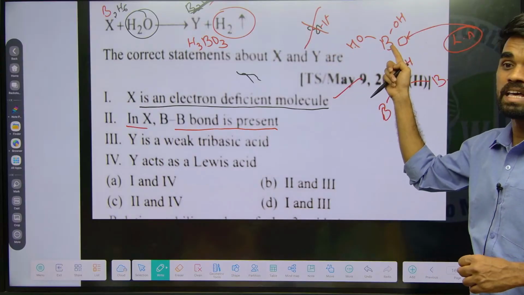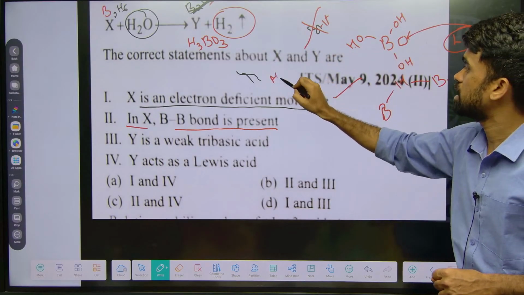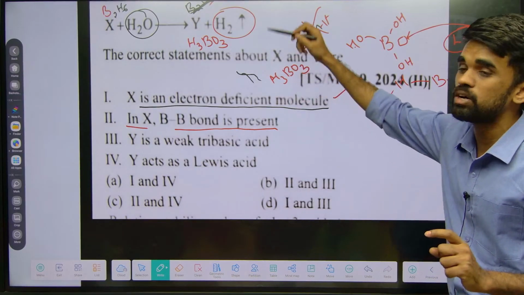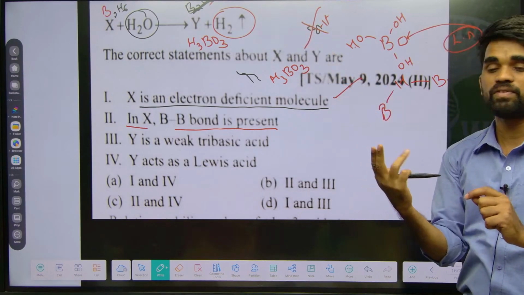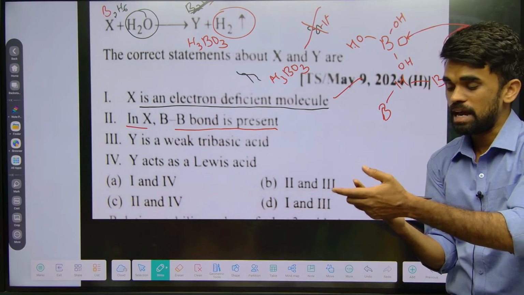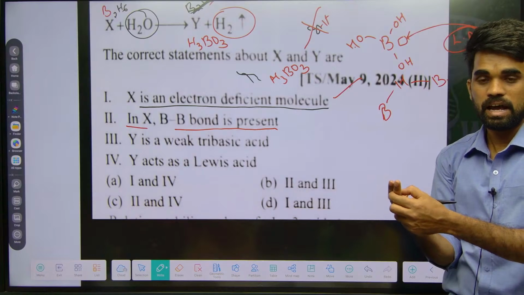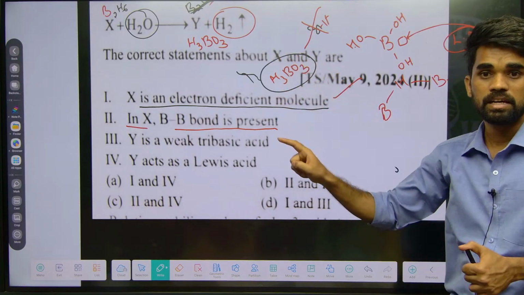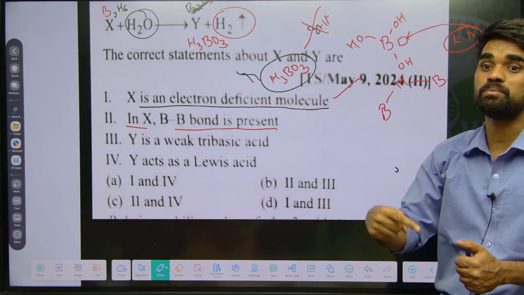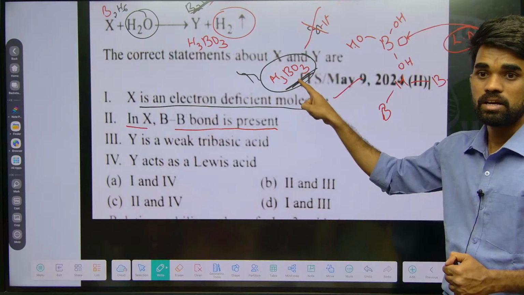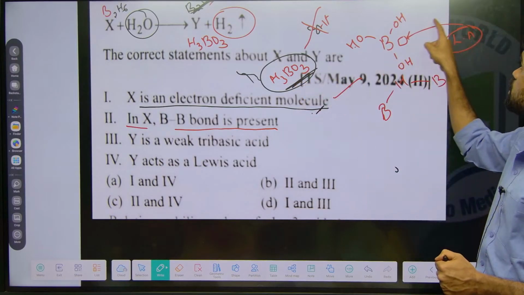Which type of acid is this orthoboric acid? H3BO3 is a Lewis acid, not a proton donor. See, acid definitions: a proton donor is an acid, an electron pair acceptor is an acid, as we discussed. So what type of acid is it? It is a Lewis acid, not a Bronsted acid. It will accept a pair of electrons.